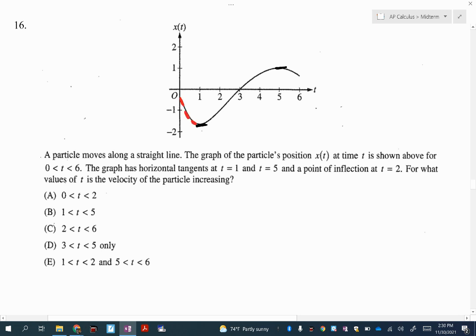So it's actually increasing right at the beginning. And we're still increasing until we get to our point of inflection at 2. And that's when our velocity is decreasing. We're getting less positive steepness. So we actually are switching to concave down. So that's why this is only increasing between 0 and 2.